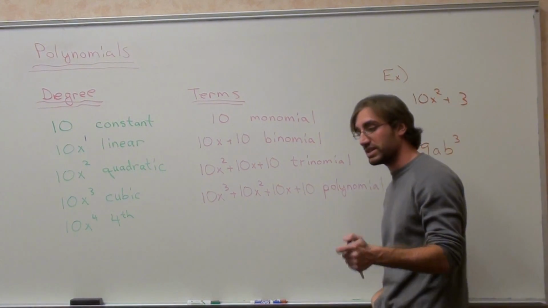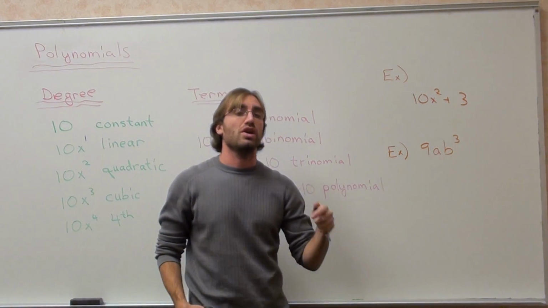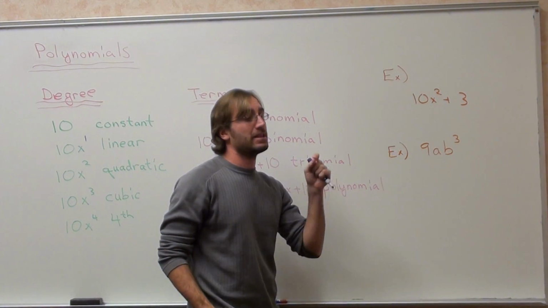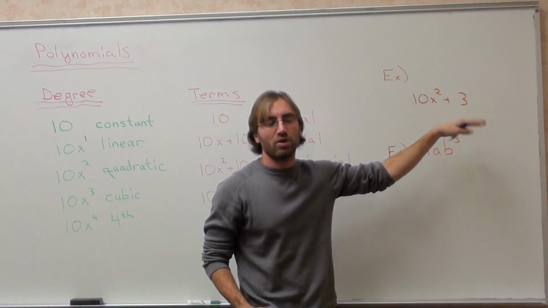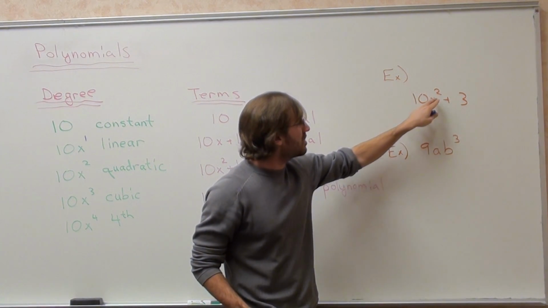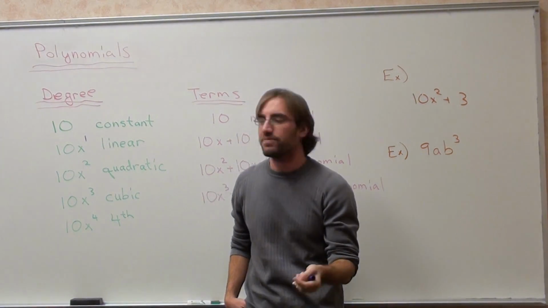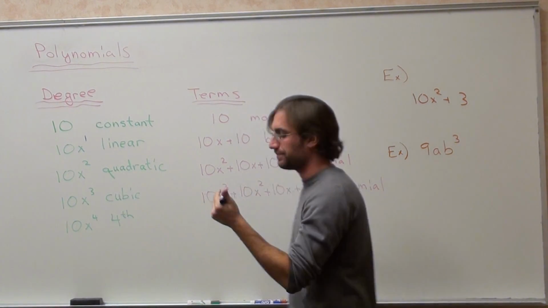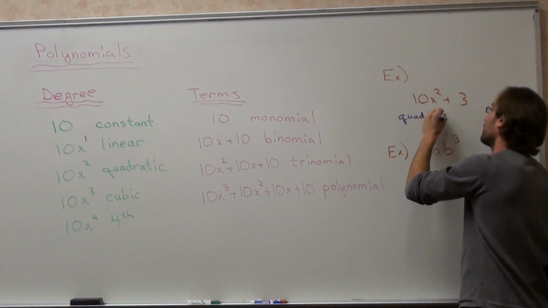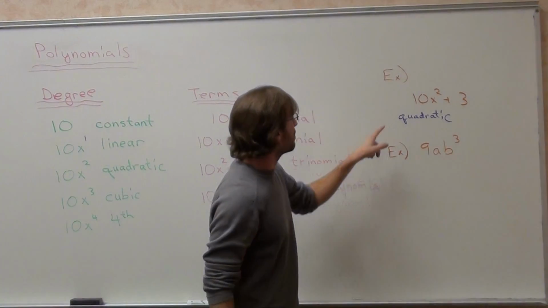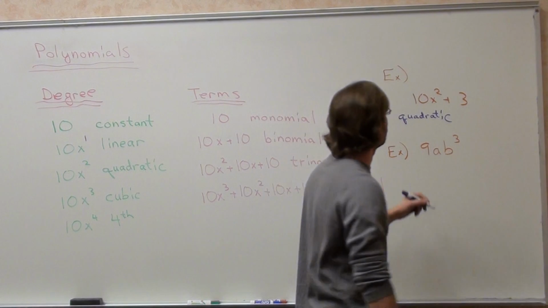And I went ahead and put a couple examples down just to make sure. Now let me say this again. When it comes to degree, you have to look at the variables in the term. The variables in the term. So this one doesn't have any variables, so I don't have to worry about it. This one has a variable, and it's to the power of 2. So it's 2nd degree, and 2nd degree is called quadratic. And it's got 2 terms, 1, 2, so it's called a binomial. So it's a quadratic binomial.